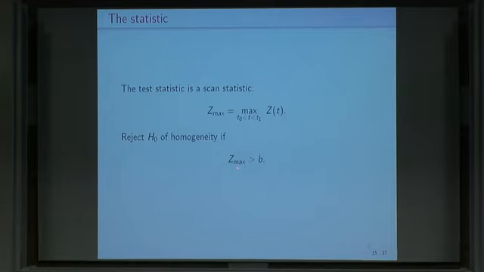So the next question becomes how to determine this threshold. Of course, we can just do permutation, where we permute the order of the observations, and then we get the permutation distribution of this C_max, and then we can determine this b. But it's clear that doing permutation is very time consuming, especially when the length of the sequence is long. So we would like to determine this threshold analytically.